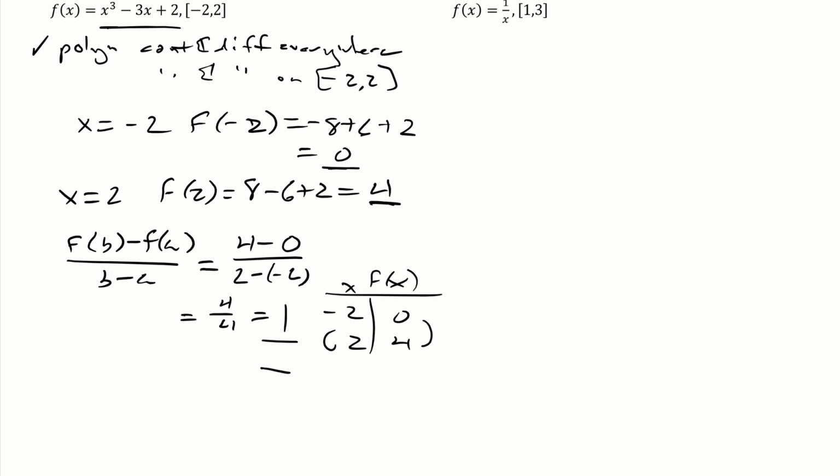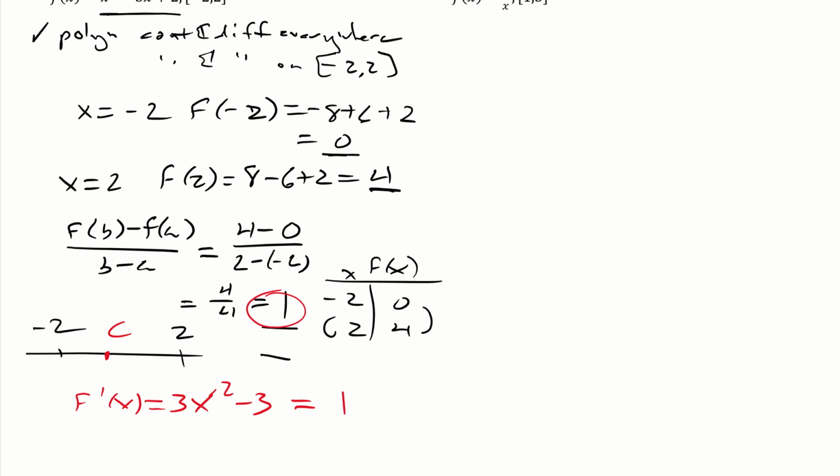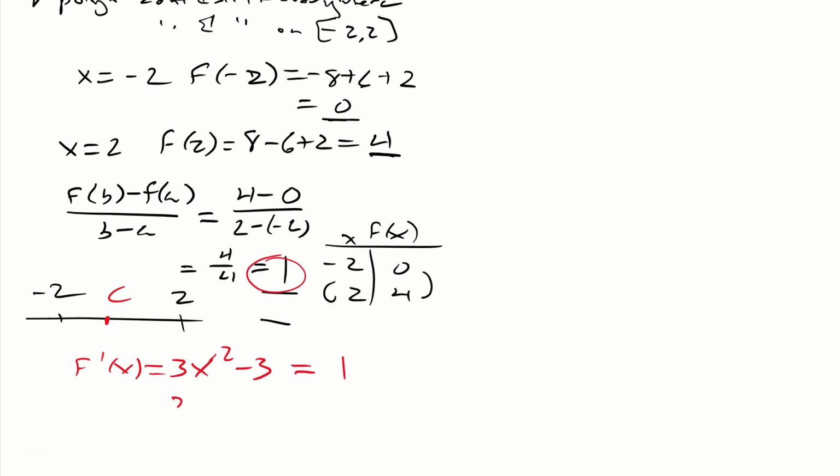Well, apparently, in the interval from -2 to 2, there's some sort of c value somewhere that has the same derivative, that has a derivative equal to 1. So we have to take the derivative. We take f prime of x, we derive it, 3x squared minus 3. And this time we don't set it equal to 0. We don't do that. That's Rolle's theorem. We set it instead equal to the slope we got between the connecting points, 1, and then we solve this. So we get 3x squared is equal to, say, 4.